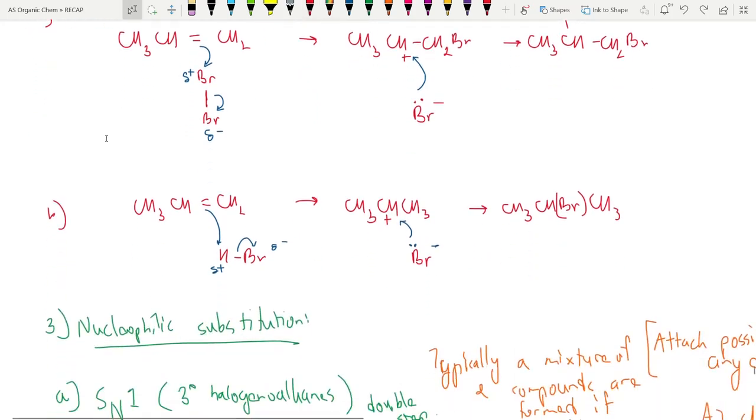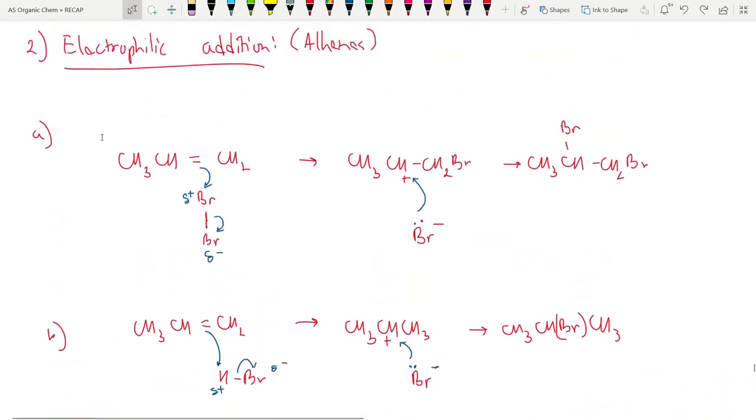Here, the alkene is reacting with HBr. It already has an inherent dipole, so heterolytic fission is much easier. In the first step, we show the curly arrows. The attack occurs. And then in the second step, the nucleophile is going to attack the carbocation.